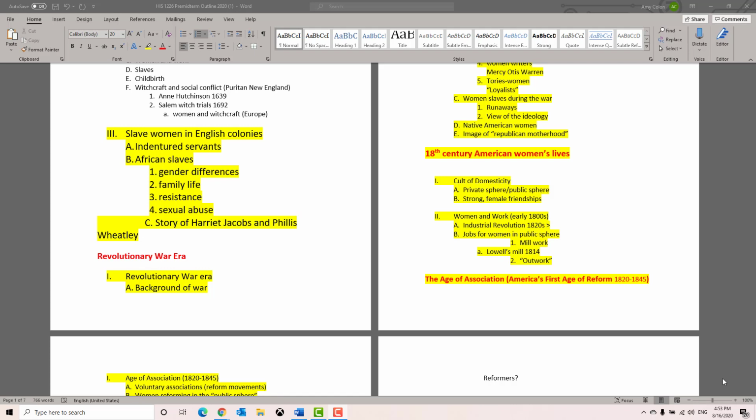Indentured servants that were women were not usually forced to do manual labor that was deemed man's work in the time period.